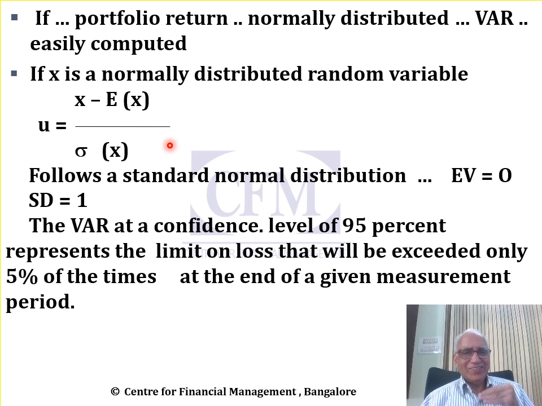If X is a normally distributed random variable, U, which is defined as X minus expected value of X divided by standard deviation of X, follows a standard normal distribution. This means expected value is 0 and standard deviation is 1. The VAR at a confidence level of 95% represents the limit on loss that will be exceeded only 5% of the times at the end of a given measurement period.